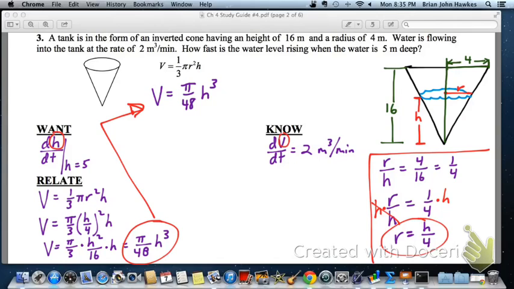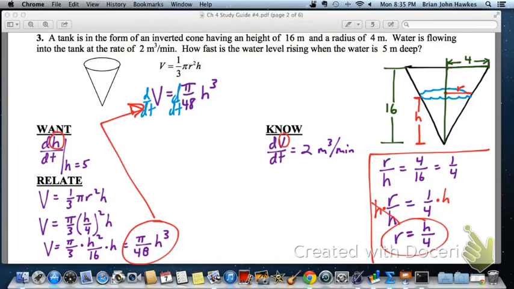In other words, the radius of this particular cone is always going to be 1/4 of the height. So any other cones may have a different ratio, so then therefore you'll have a different volume equation. Okay? But now at this point, hopefully this is second nature to you. Want, know, and relate, and then you differentiate.